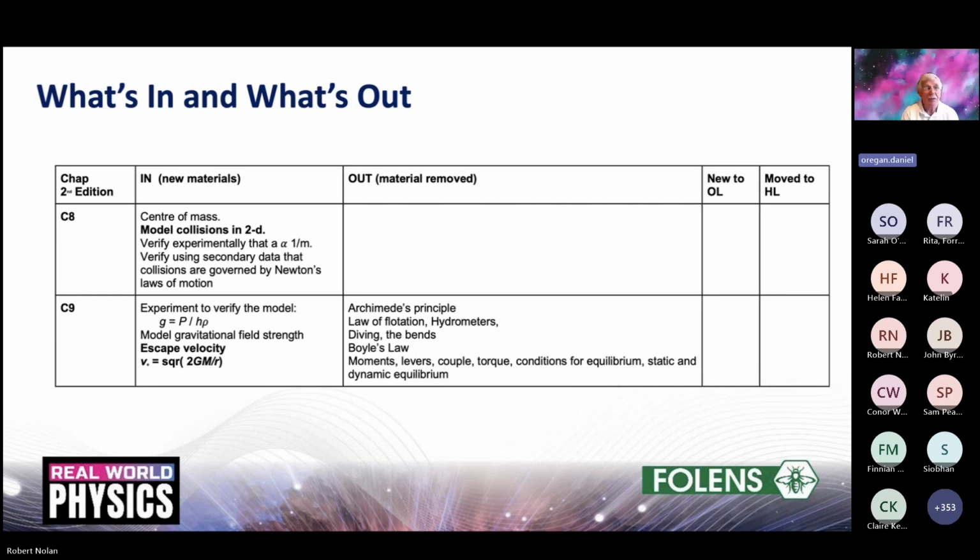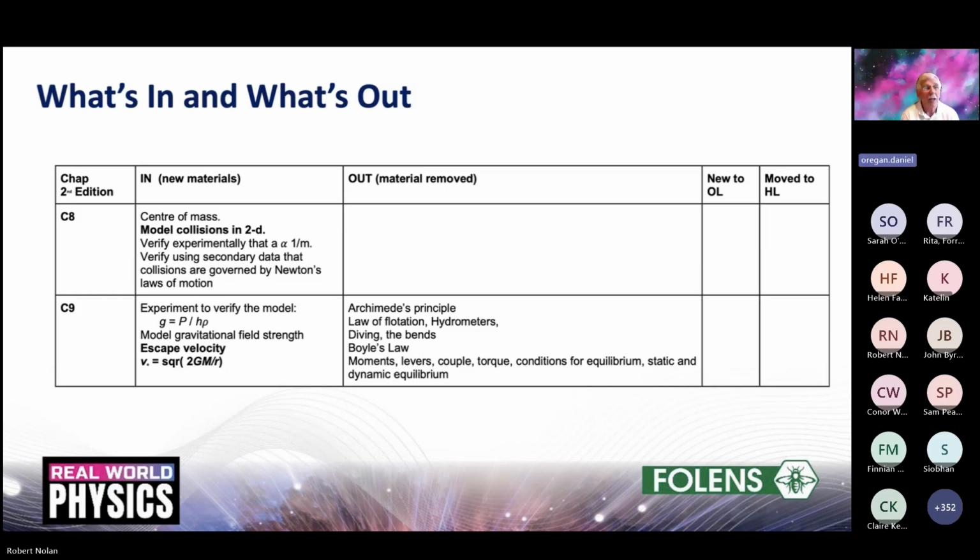Also, there's a strange bit at the end there, which you've got to be careful with. Verify using secondary data that collisions are covered by Newton's laws of motion. We all know that they are, because conservation of momentum effectively follows from it, but you will need to see an example showing that you can work out what goes on in a collision without ever mentioning the word momentum. There are examples of that done in the book and exercises too.